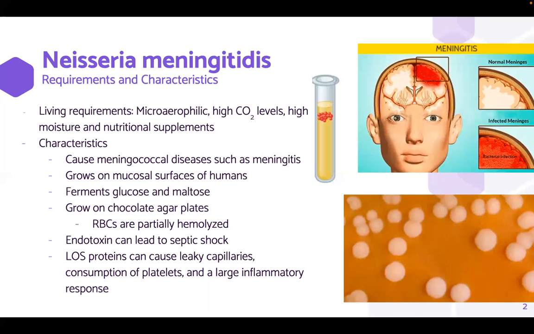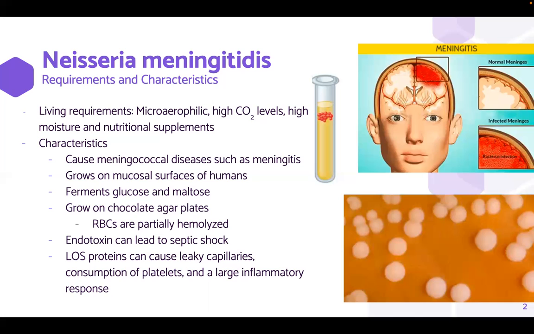One of the most common diseases that it can cause is meningitis. And as you can see in this picture that I'm pointing to, meningitis is like inflamed meninges and your spinal cord. So that can obviously cause a lot of damage to your brain, such as loss of limbs, hearing loss, seizures, etc. So Neisseria meningitidis also grows on the mucosal surfaces of humans, so your throat and your nose, and so that is the way that it is contracted.